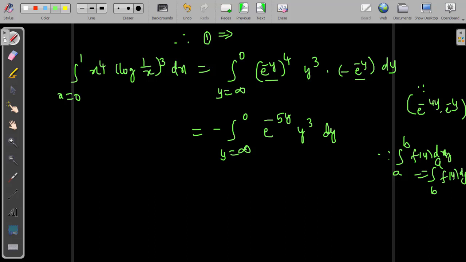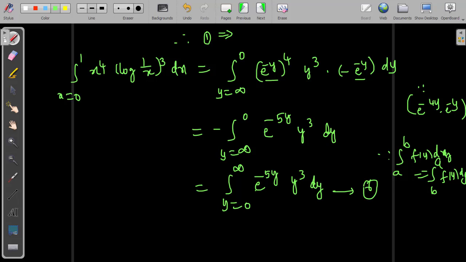Okay, if you swap the limits a to b as b to a, you should put a minus sign outside. So minus of the integral from b to a of f(y) dy is the same as the integral from a to b of f(y) dy. Now I am going to swap the limits, 0 to infinity, so e power minus 5 times y power 3 dy. Let us suppose this is equation number 6.